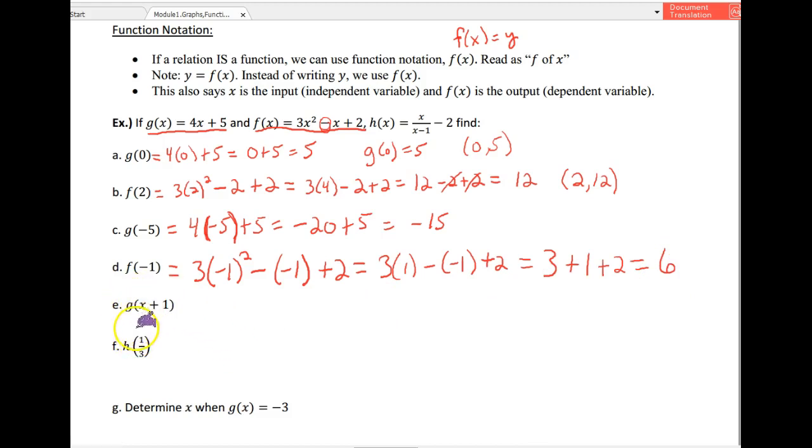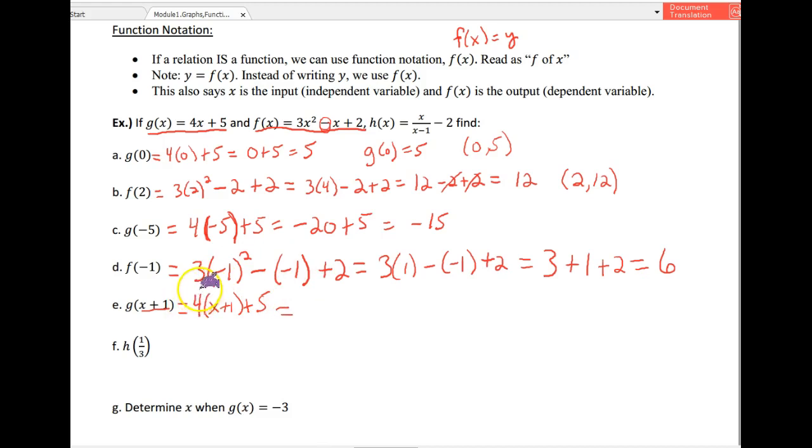Now in this next example, it is plugging in a quantity, an expression, not a single value. So now wherever I see an x, I'm plugging in all of this, x plus 1. I'm not going to get a single number value. So be careful with that. All of this has to go in for x. So I have my 4, and instead of x, I'm writing x plus 1. Still plus my 5.